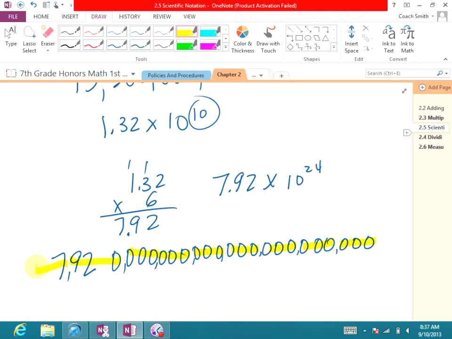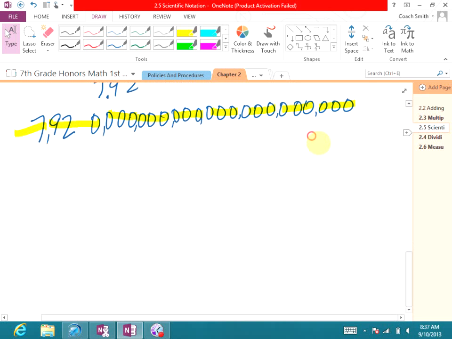So you can imagine having to manipulate numbers if I wouldn't have had scientific notation. Now, obviously, I'm not expecting you to know how to do this part today. What we're talking about is taking these numbers and changing them into scientific notation or the other way around. Here's how we're going to do that. Let's look at an example.